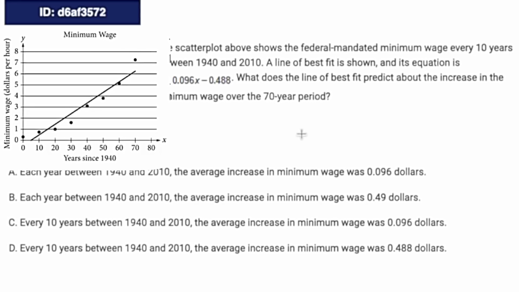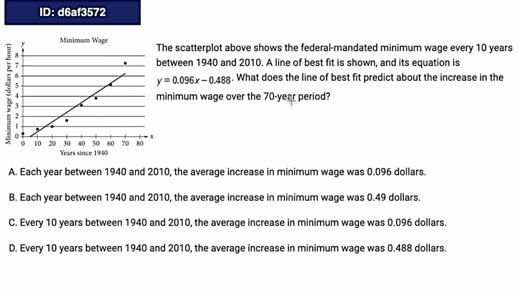All right, now that we've looked at that, let's see what's going on here. Basically, it gives us the equation, and then it asks us what's being predicted. So going back to those definitions we talked about at the beginning of the video, our constant rate of change should be 0.096, because that's where m goes, right? Remember, we're thinking y equals mx plus b. So that's our constant rate of change. And then our starting point is going to be negative 0.488, more or less, right? So now what we can do is go through and eliminate any answers that are telling lies.